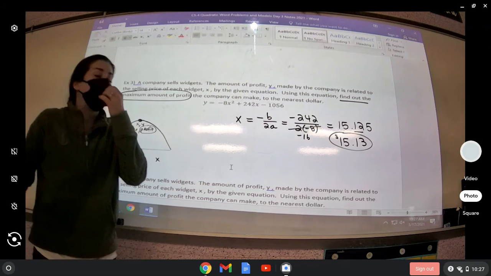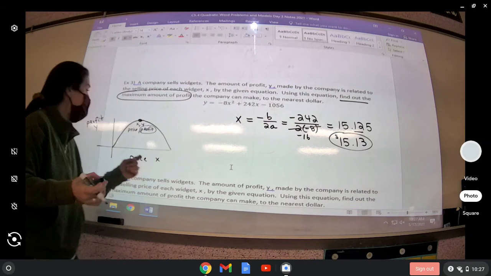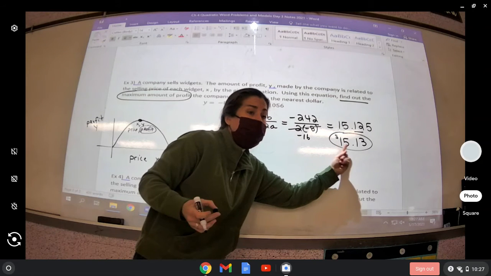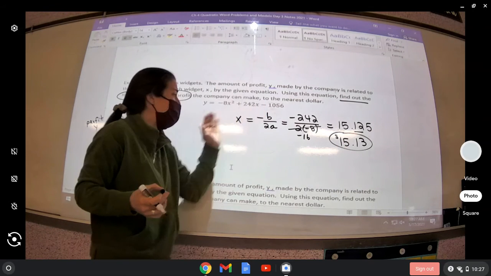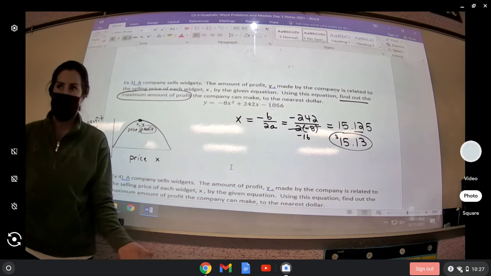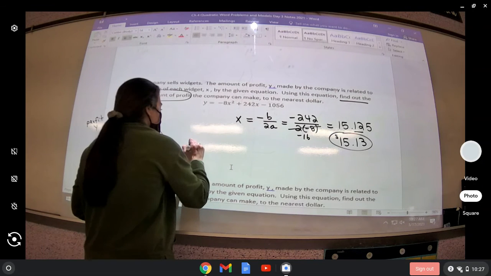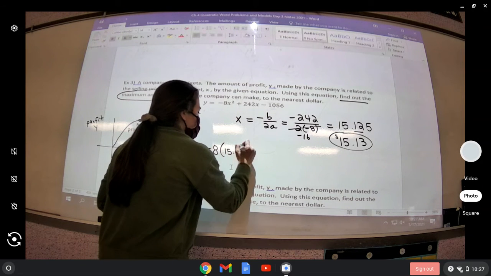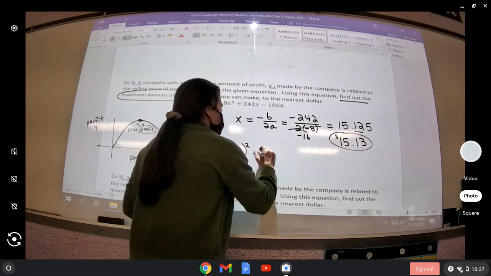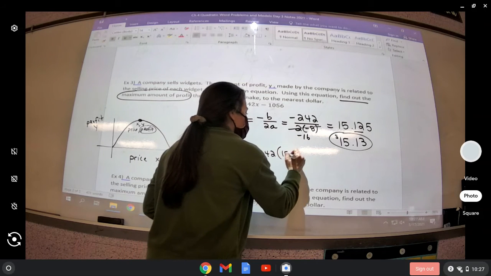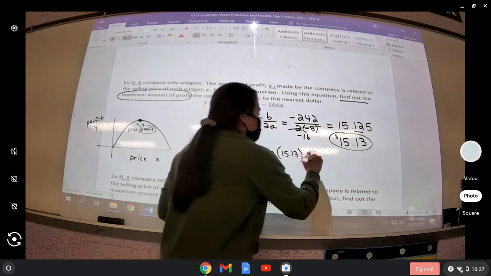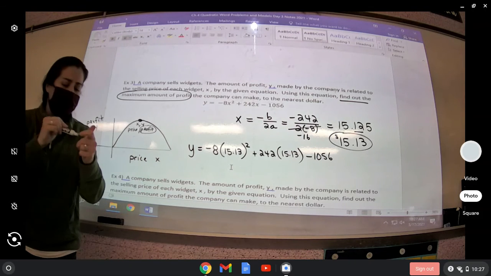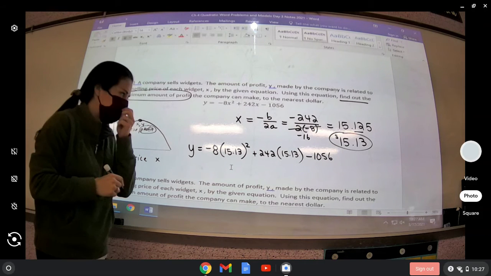Because they didn't ask for the price. They want to know what's that maximum profit. So we want the y coordinate. So to find y, you got to take that perfect price, that x value, plug it in for x, and then see what number comes out. And that's your max profit. So let's plug it in. So y will equal negative 8 times $15.13 squared plus 242 times $15.13, and then minus 1,056. Plug that into your calculator, it does the entire thing for you.